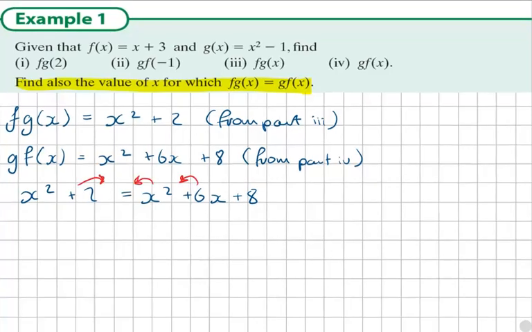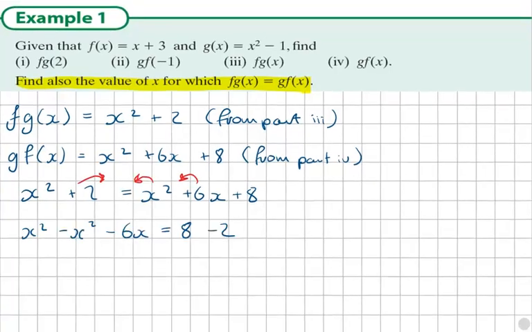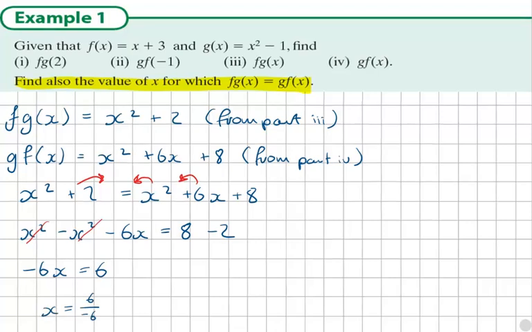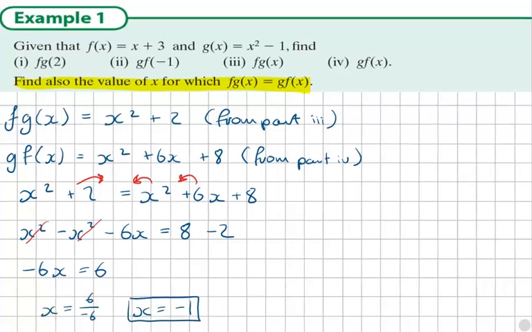So we're going to do letters to the left, numbers to the right. So we end up with x squared minus 6x equals 8 minus 2. The x squareds will cancel, so we have minus 6x equals 6. Solving for x, we get x is equal to minus 1. So the value of x for which these two composite functions equate is minus 1.